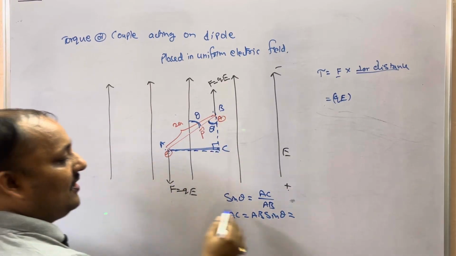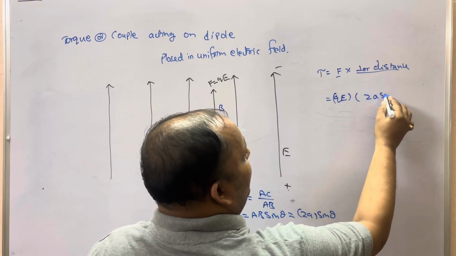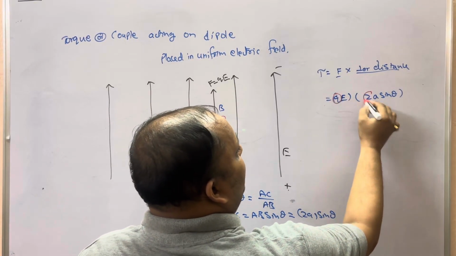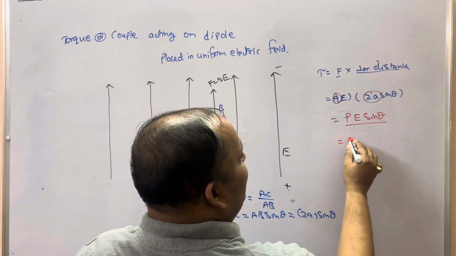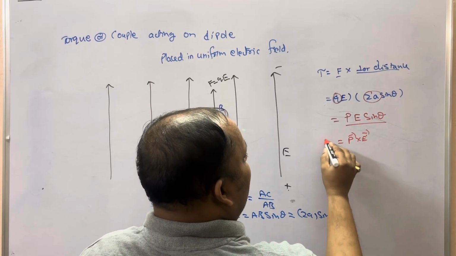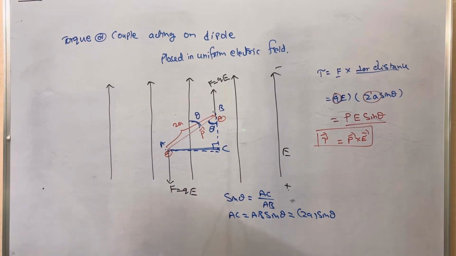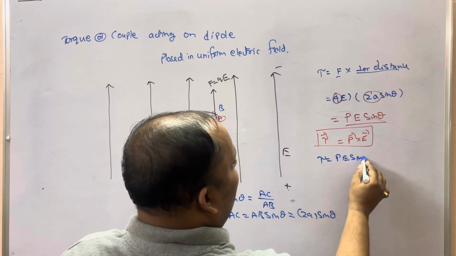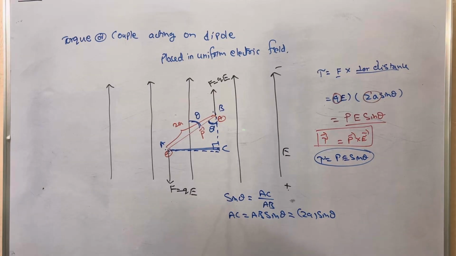What is AB? Dipole length, 2A. So AC is 2A sin theta. Substitute. So, Q into 2A we came to know is P, and then E sin theta. What is P E sin theta? P bar cross E bar, because torque is a vector quantity. So, tau bar is equal to P bar cross E bar. Very, very important formula. Otherwise, tau is equal to P E sin theta. This is the torque or couple acting on the dipole placed in uniform electric field.